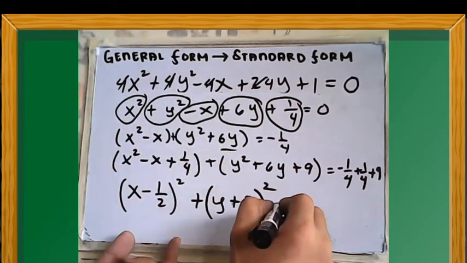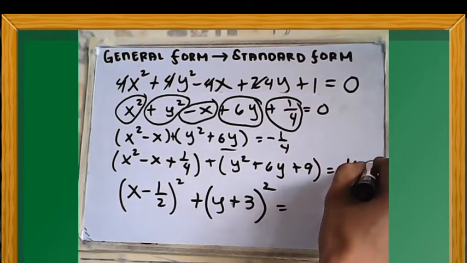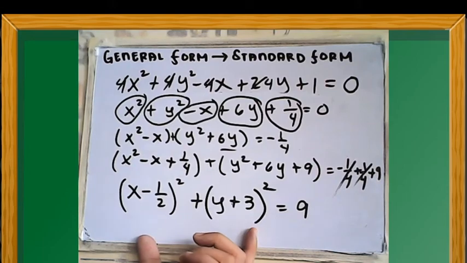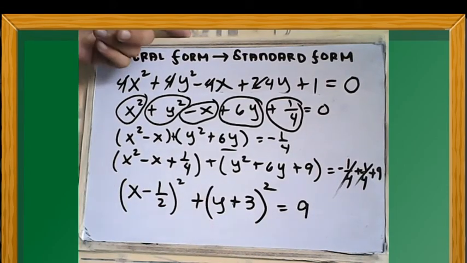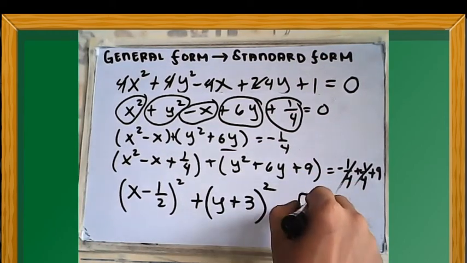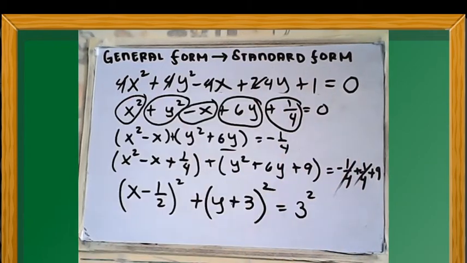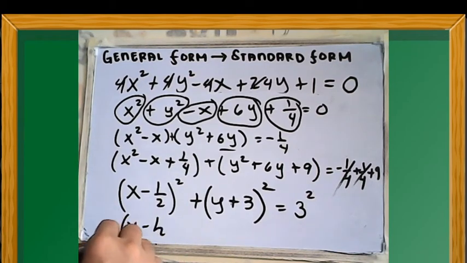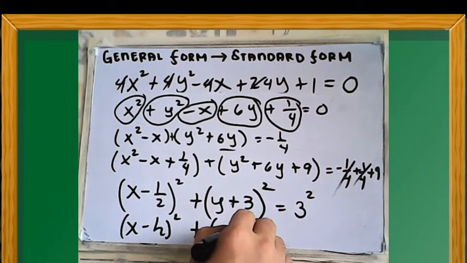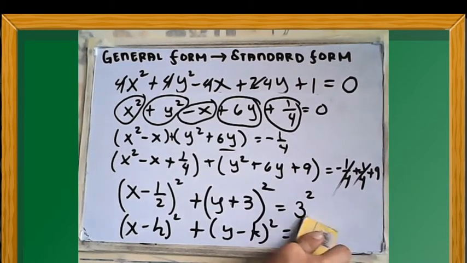So, next, negative 1/4 plus 1/4. We can cancel negative 1/4 and positive 1/4. So, this will be our answer, from general form to standard form. Square root of 9 is 3. So (x minus h) squared plus (y minus k) squared equals r squared. Nasa standard form na tayo.